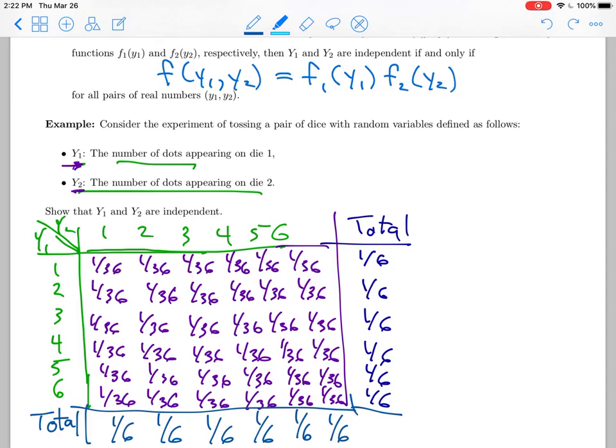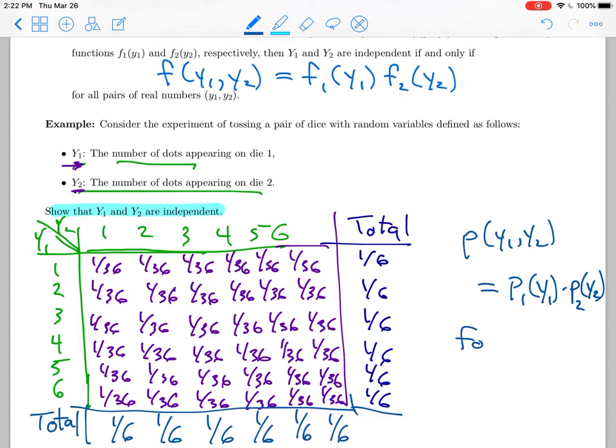So it is independent. Right? The probability of y1, y2 does in fact equal the marginal probability of y1 times the marginal probability of y2 for all choices of y1 and y2. All right, we'll take another look at another example in the next video.